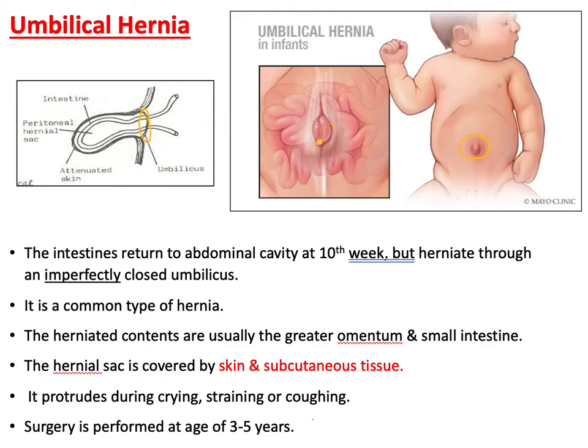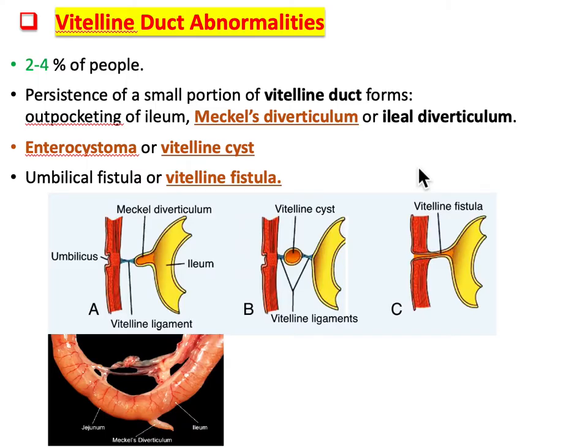So in this case, you can see a small part of small intestine or greater omentum, and they are covered by skin and subcutaneous tissue, which usually in the newborn you can notice, and it protrudes outside when they start to cry or strain or cough, right? So usually you have to wait until about the age of 3 to 5 years and it is fixed by surgery most of the time.